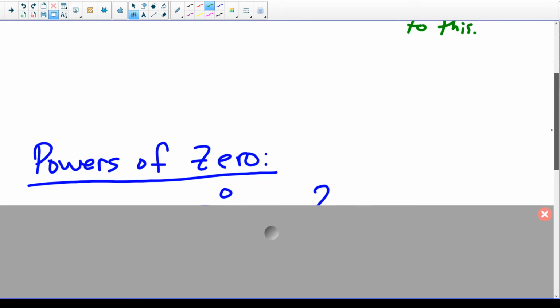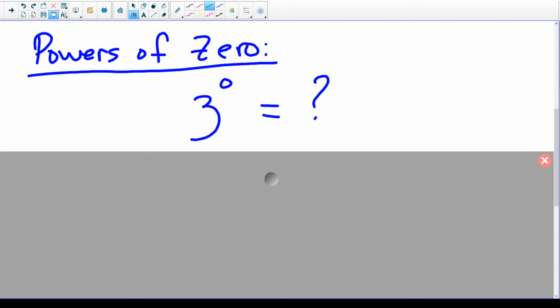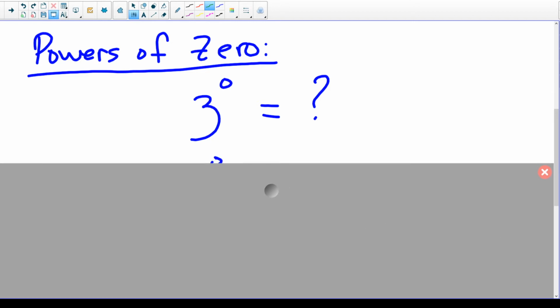All right, this is going to lead me to powers of 0. So what does 3 to the power of 0 equal? And I will ask chat to give me the answer here. As many people as possible answer what is 3 to the 0 equal to. You got it. Not 0, which is a very common mistake. 3 to the 0 is 1.